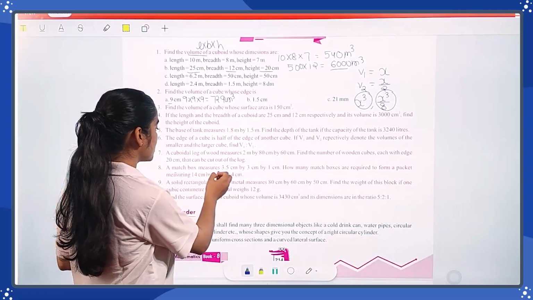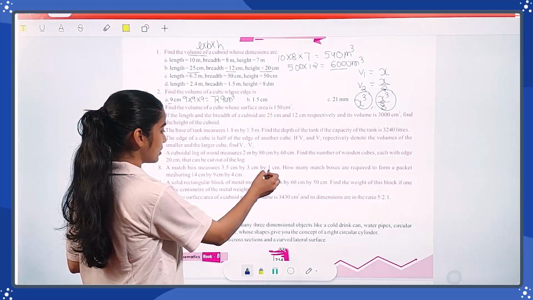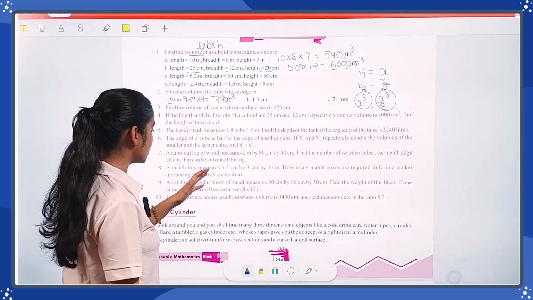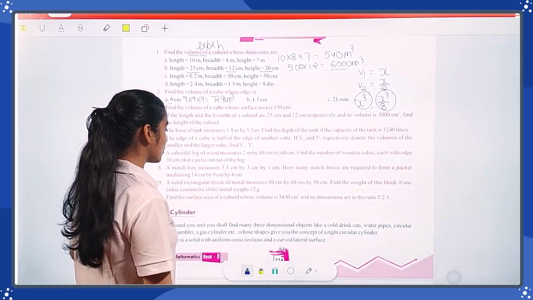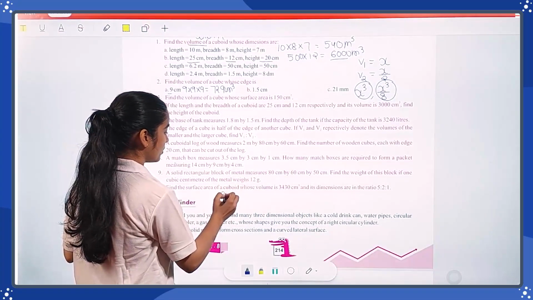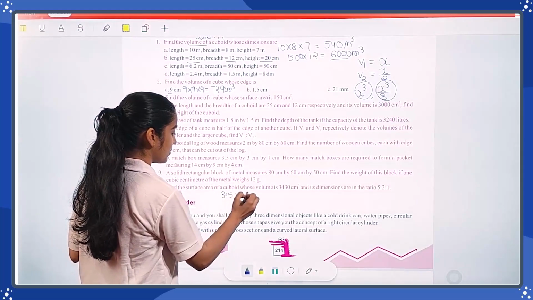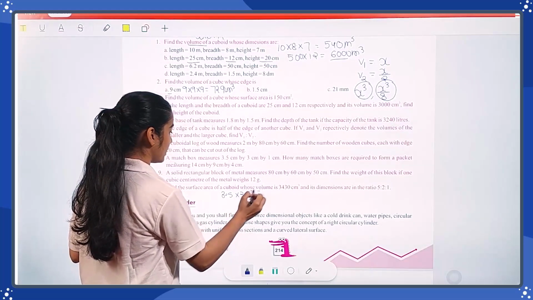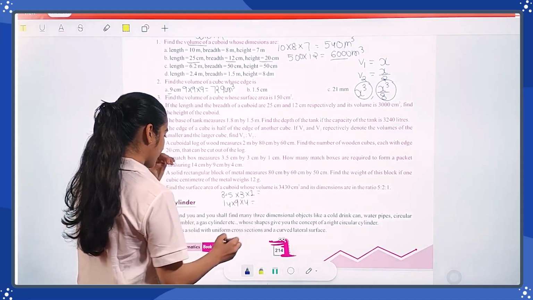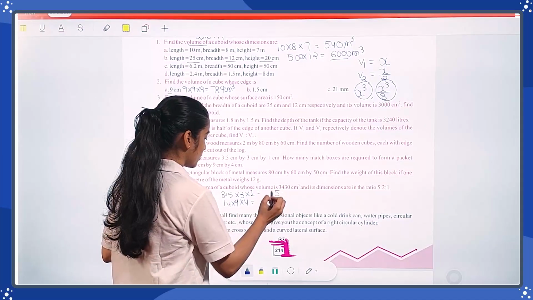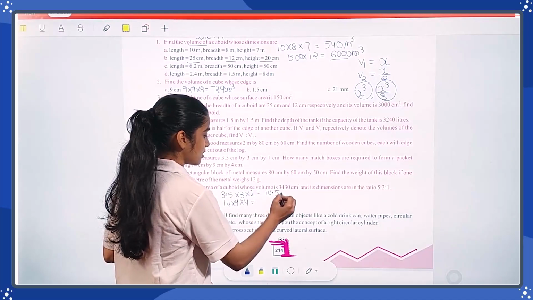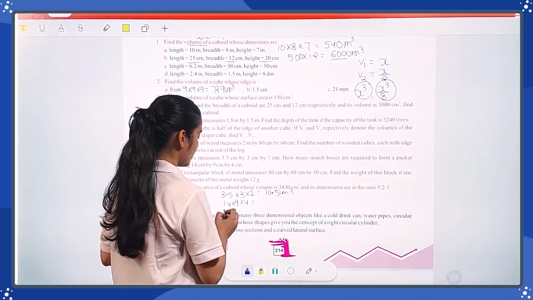Now a matchbox measures 3.5 centimeter by 3 centimeter by 1 centimeter. How many matchboxes are required to form a packet measuring 14 centimeter, 9 centimeter, 4 centimeter? So what you have to do, you have to calculate two different values. 3.5 multiplied by 3 multiplied by 1, and the second one is 14 multiplied by 9 multiplied by 4. 3 5s are 15, so this is 10.5 centimeter cube volume.